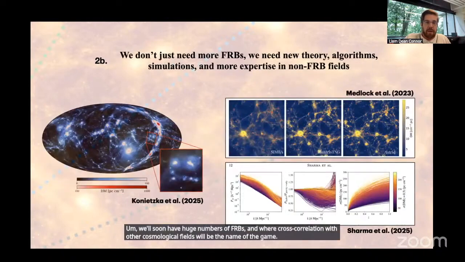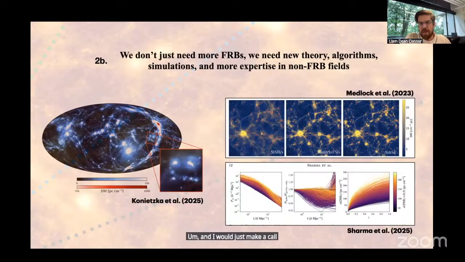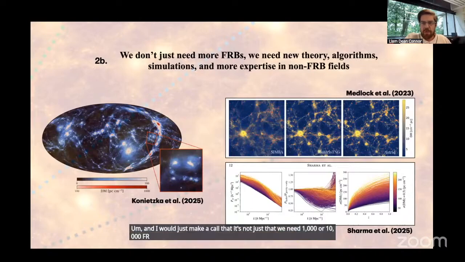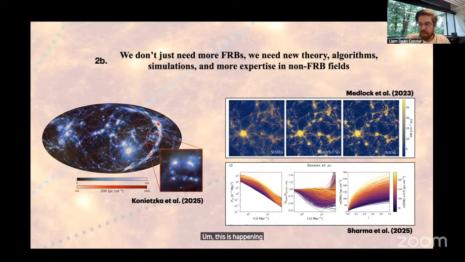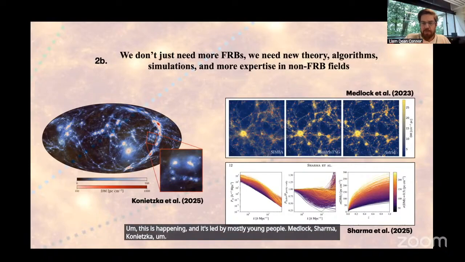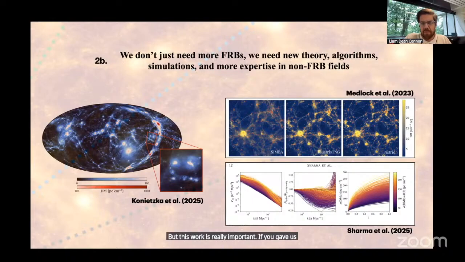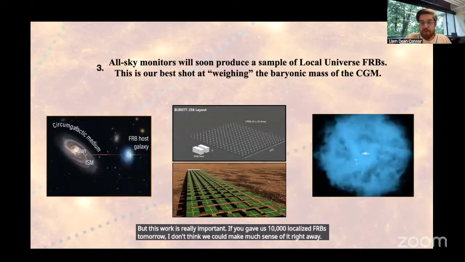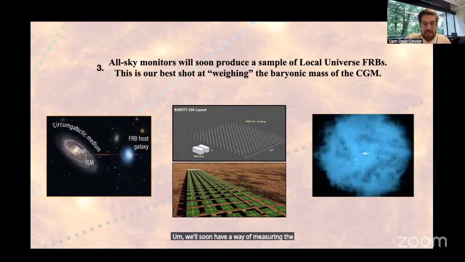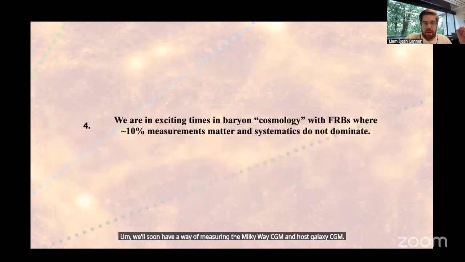And I would just make a call that it's not just that we need 1,000 or 10,000 FRBs. We also need new theory, algorithms, simulations, and more expertise in non-FRB fields, in galaxy formation, KSZ, and so on. This is happening, and it's led by mostly young people, Medlock, Sharma, Konietzka. But this work is really important. If you gave us 10,000 localized FRBs tomorrow, I don't think we could make much sense of it right away. We'll soon have a way of measuring the Milky Way CGM and host galaxy CGM. And with that, I'm more than happy to take questions.